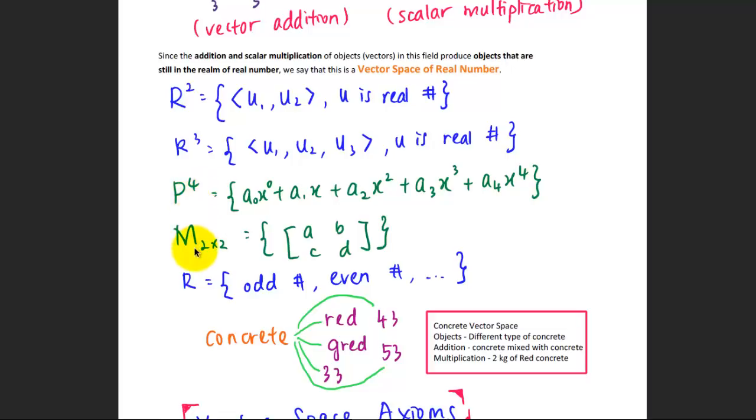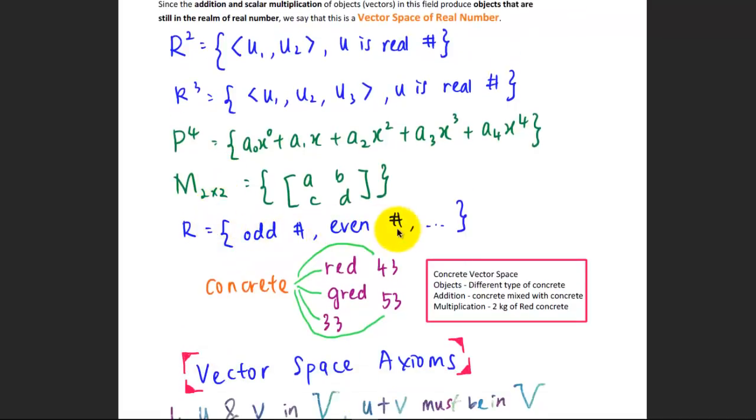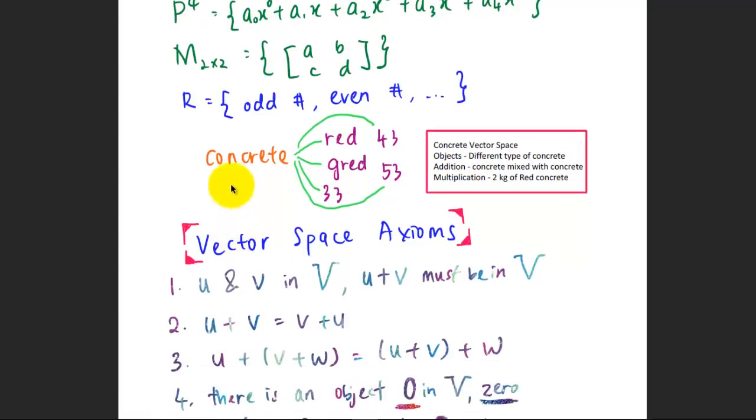Similarly for matrices, you can have a 2 by 2 matrix with any real numbers here. So this group of matrices forms a vector space of 2 by 2 matrices. And you can even have a vector space of odd numbers, even numbers, and so on. So let's represent it with a simpler example. Let's say I want to have a vector space of concrete. The members of this concrete can be red concrete, gray concrete with different grades, 33, 43, and 53, with different compressive strengths.